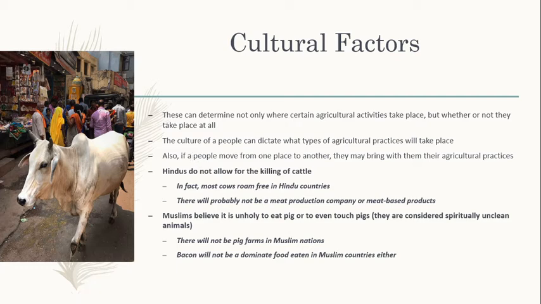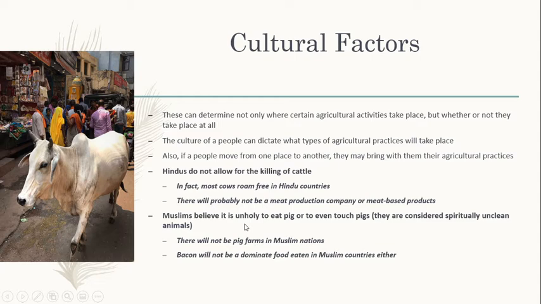Also, if people move from one place to another, they may bring with them their agricultural practices, which we call relocation diffusion. Hindus do not allow for the killing of cattle. In fact, most cows roam free in Hindu countries. This is a picture of a cow in India. There will probably not be a meat production company or meat-based products of cows in Hindu countries. Again, talking about India as a main one.